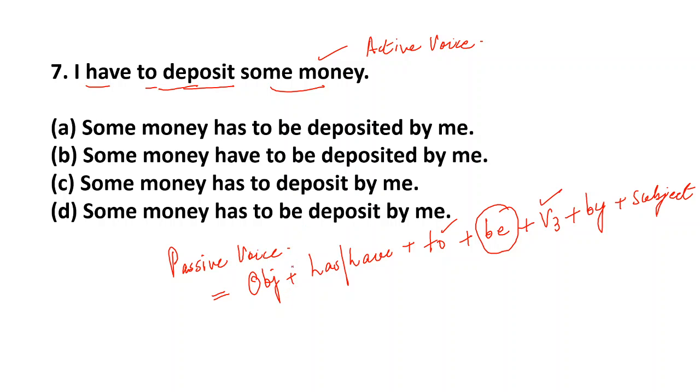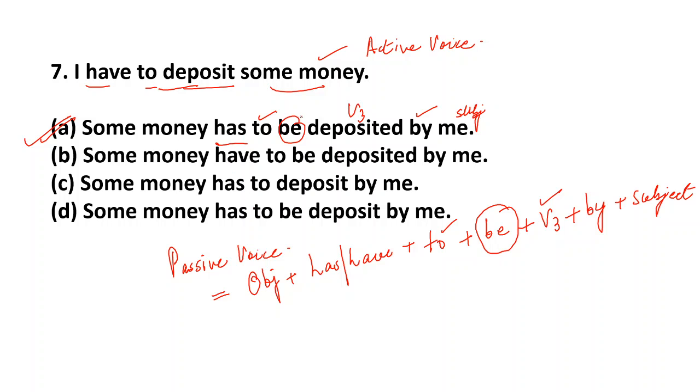So you see which one is correct? Number 7. Some money has to be deposited by me. Some money have to be deposited by me. Some money has to deposit by me. Anything can come here. This one is utterly wrong, isn't it? This is very, very wrong, so you cannot use it. So here the correct answer is this: some money has, to is there, be is there, this is V3, by is there, and this is the subject.